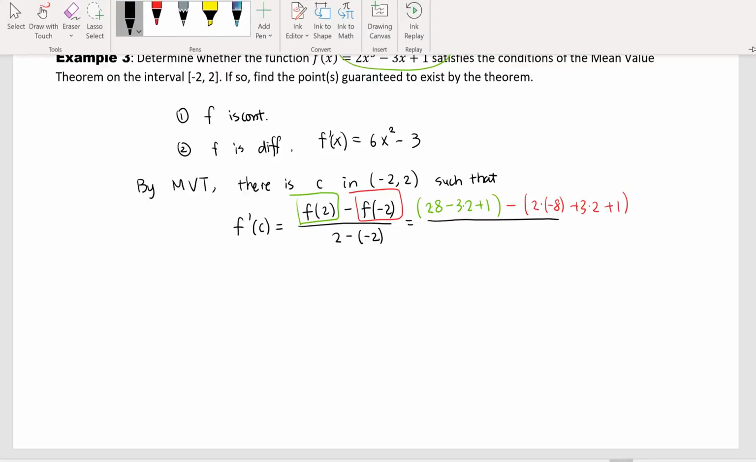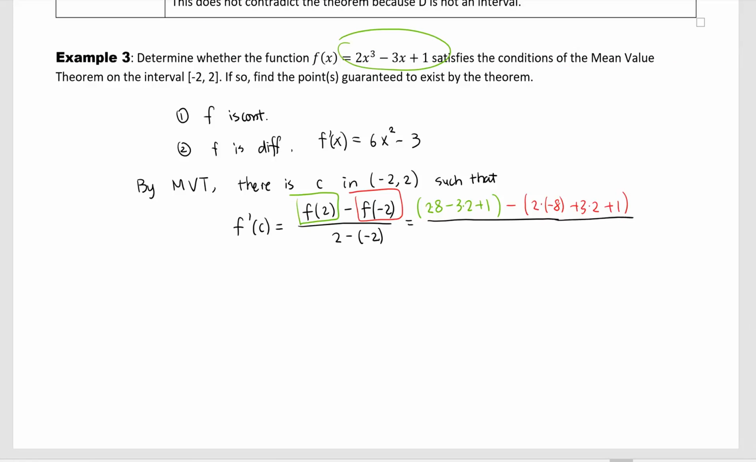Okay, now let's see what happened. And the bottom, 2 minus -2, is 4. So here you can see the 1 cancel. Okay, so let's see what's the top. So we have 16 minus 6 minus -16, so 16 and then minus 6 again. So that is like 10, then another 10. That's 20 over 4, which is 5. Okay, so we want to find a c such that f prime of c equals 5.